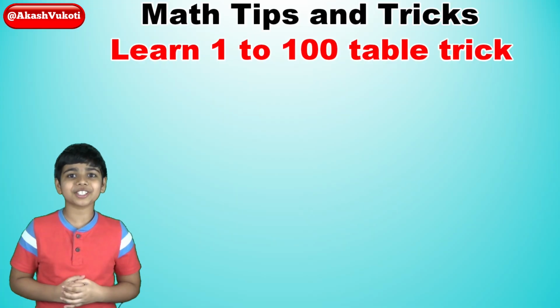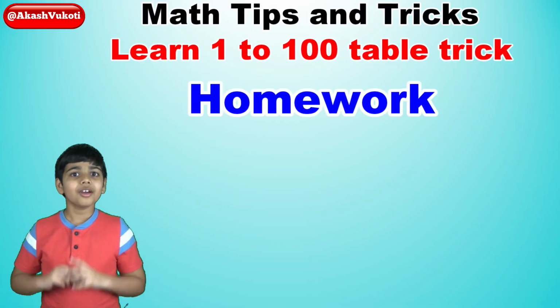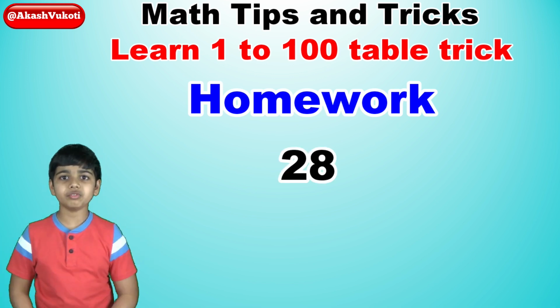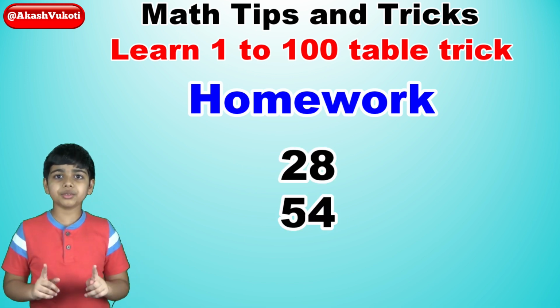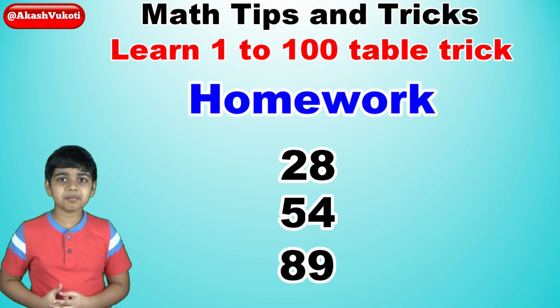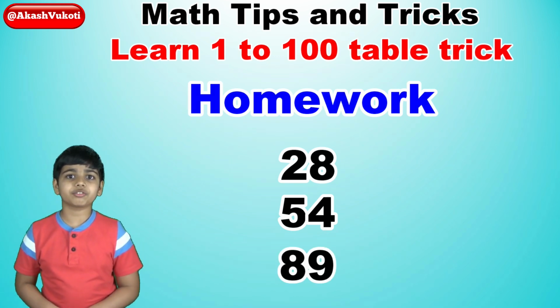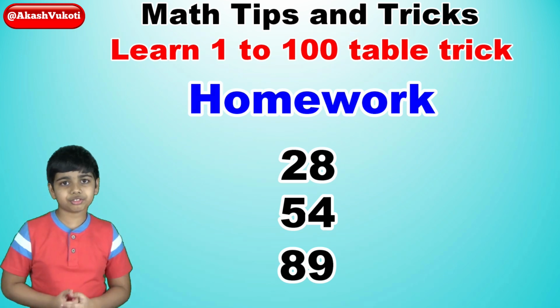Now, it's homework time. Using this trick, find the multiplication tables of 28, 54, and, as a bonus at the end, 89. Put your answers in the comment section down below. If you want to check if you're right, then the answers are in the description.